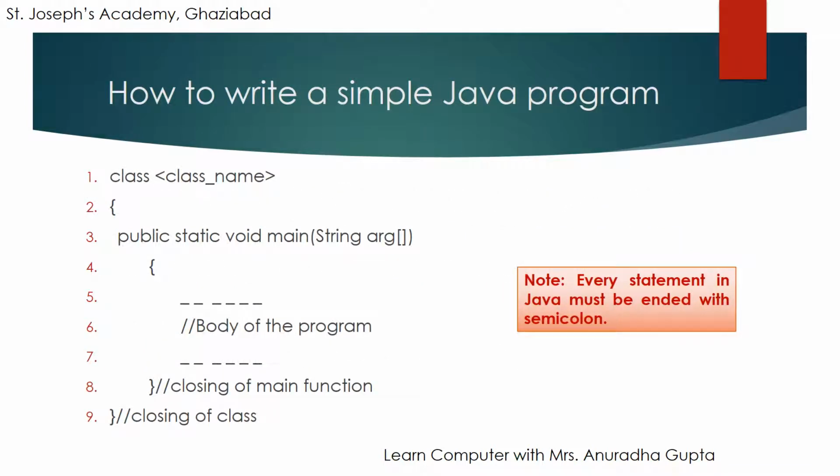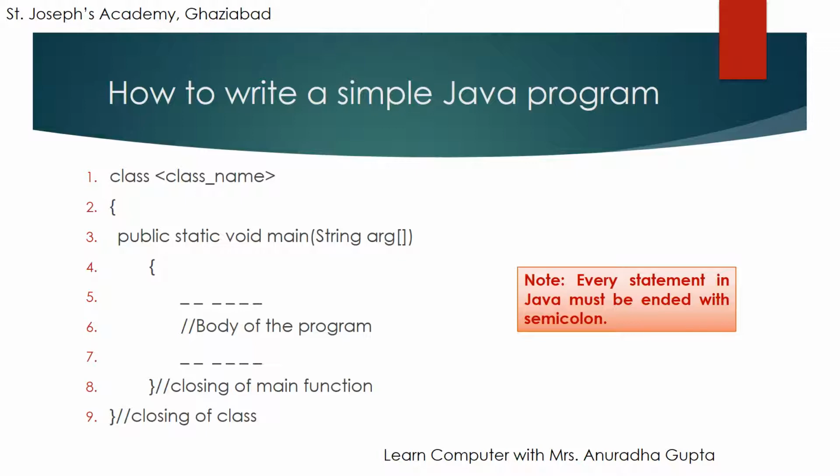After learning all the lexical issues, let's move to the main and important topic of this chapter, that is how to write a simple Java program. This is the basic structure of each and every Java program. Let's start with line 1. In the first line, we write the class keyword. This is a keyword; as it is, it will come. It is followed by the class name. Class name always relates to our program.